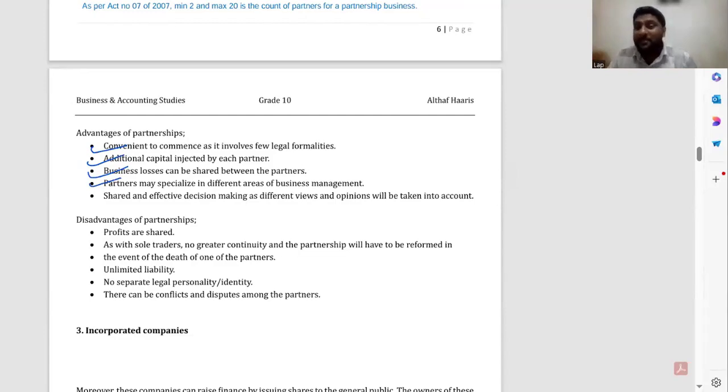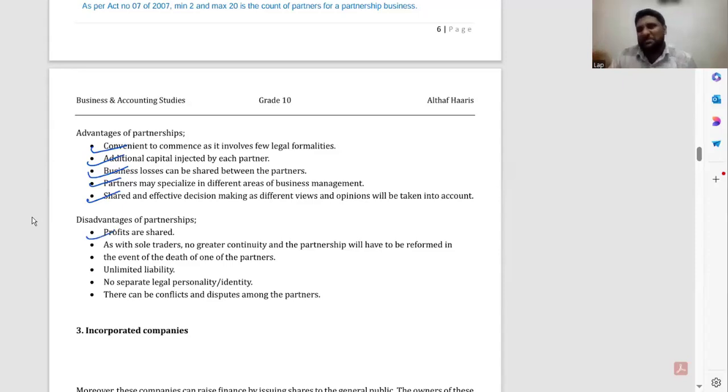Shared and effective decision making, as I told you previously. The chance of you ending up taking a wrong decision is less because there are other people. They will tell you, don't take that decision, it's a wrong one. Then you will think, there is someone to tell you. If it is a sole trader business, no one else is there.